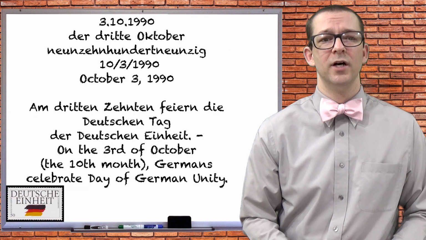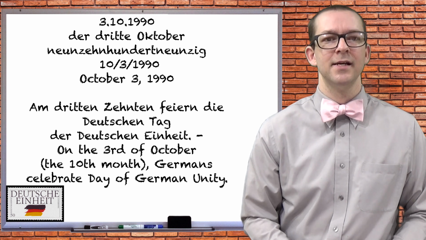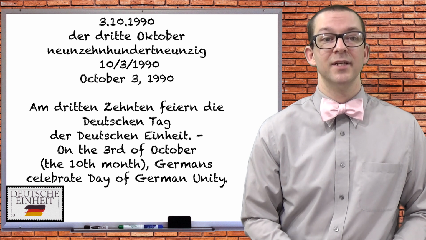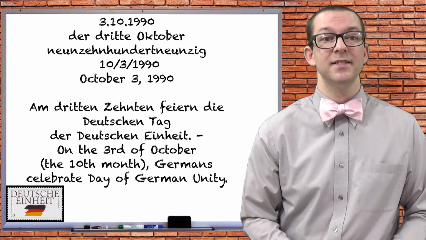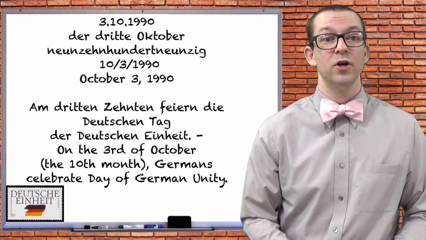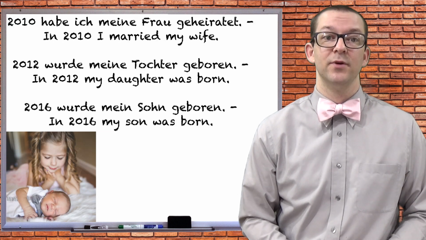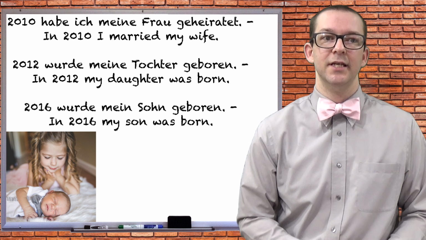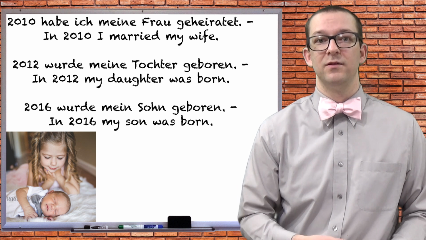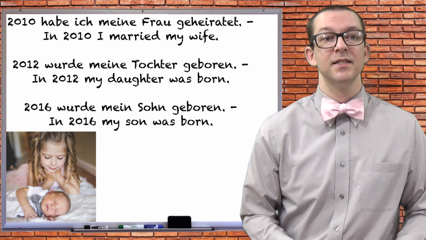Der 3. Oktober 1990. October 3rd, 1990. Tag der deutschen Einheit. Day of German Unity. Am 3.10. feiern die Deutschen Tag der deutschen Einheit. On the 3rd of October, the 10th month, Germans celebrate Day of German Unity. In English, when we say something happened in a particular year, we use in before the year. In German, this preposition is not only not necessary, but is actually incorrect to be used. Pay attention to the difference in translation for the following examples.